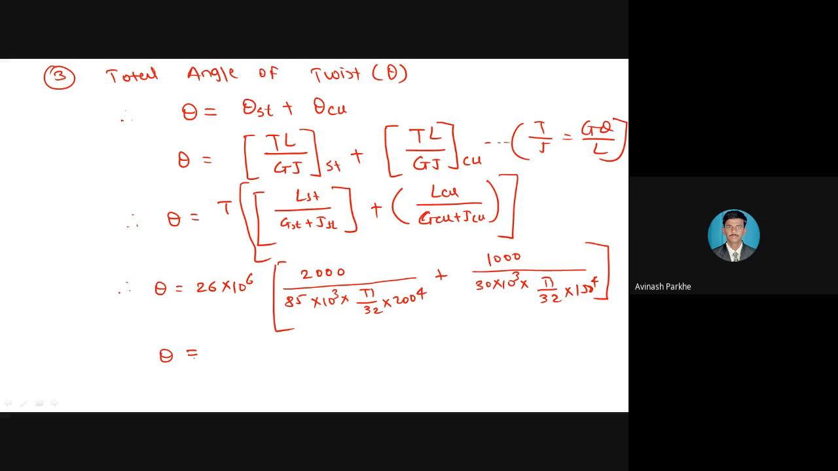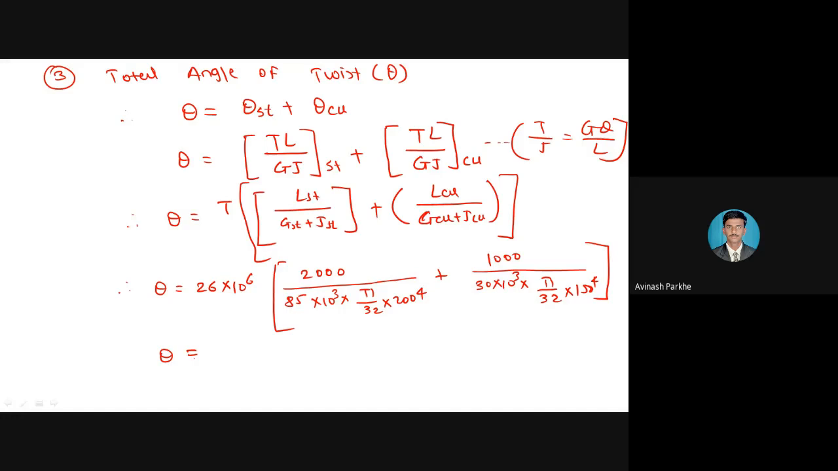Now use the second condition. What is the second condition? Total angle of twist theta is equal to theta of steel plus theta of copper. We have the theta formula, T into L divided by G into J. T is the constant parameter we have taken outside the bracket. The remaining parameters we have kept in the equation. Now find the value of theta in radian, because all the parameters are in mm and Newton per mm square. So you will get the theta in radian. Do the calculations properly.